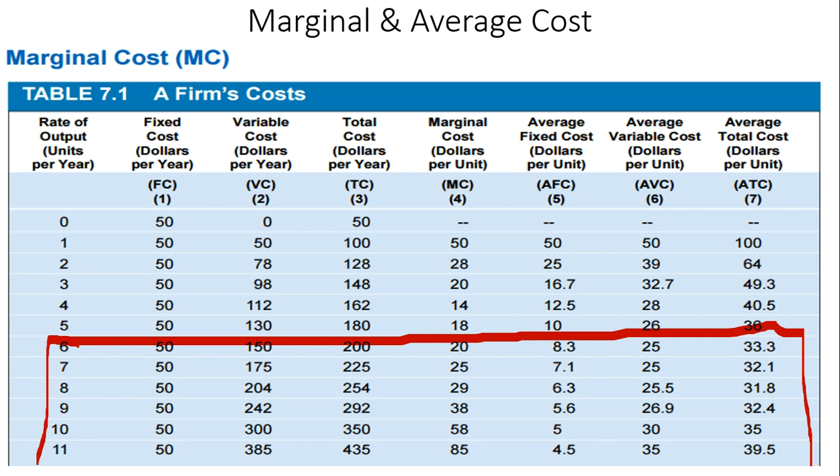Okay, so the logic is the same. When we have produced 6 units, given that the fixed cost is the same 150, and then now the variable cost has reached 150. When we add the 2, we are going to get a total cost of 200. The marginal cost of this 20 has been found after getting the difference between the 200 and the previous cost, the 180. So we have the 20 there.